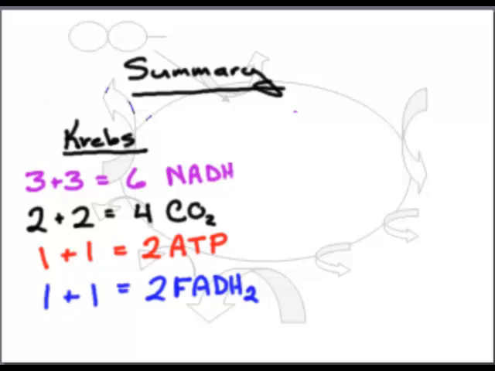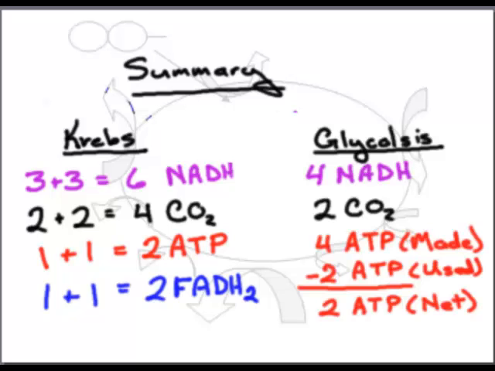And let's add in our summary from glycolysis. Remember what we did on the previous video. We have 4 NADHs, 2 carbon dioxides, and we net 2 ATP. Now we made 4, but we only have 2. We needed to use 2 to start the process.